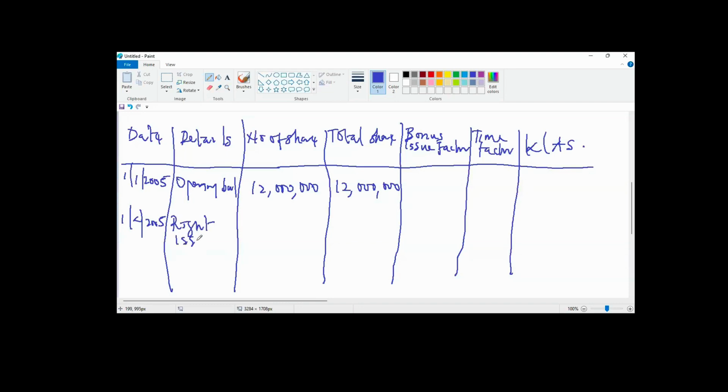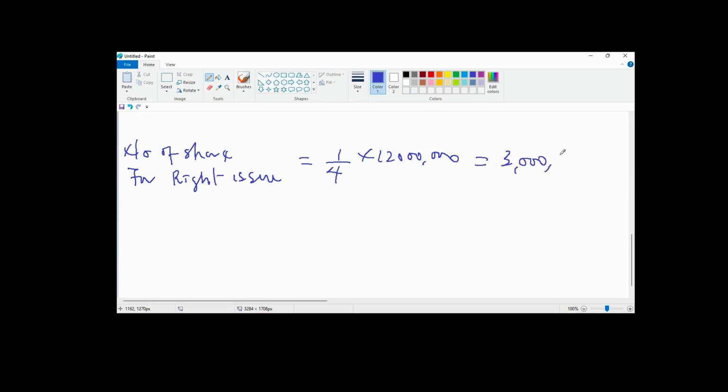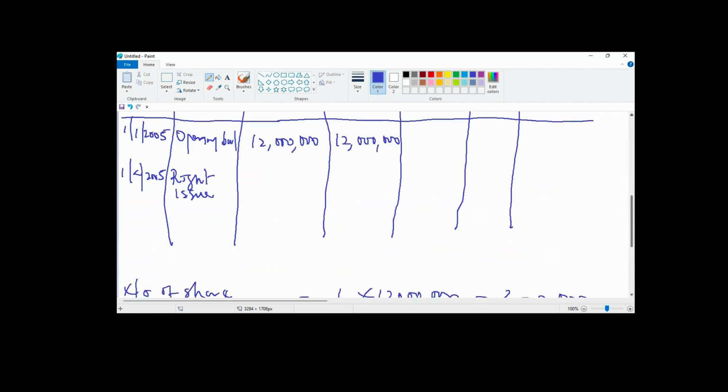Right issue. What is the condition? I say number of shares for the right issue: plus 1/4 times 12 million, which gives me 3 million. So 3 million plus 12 million.